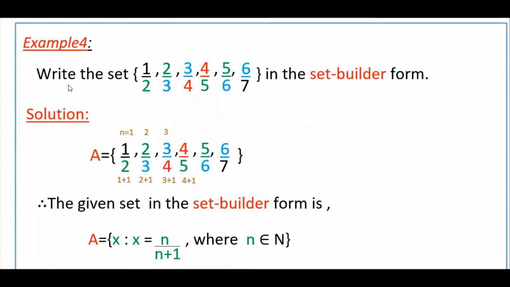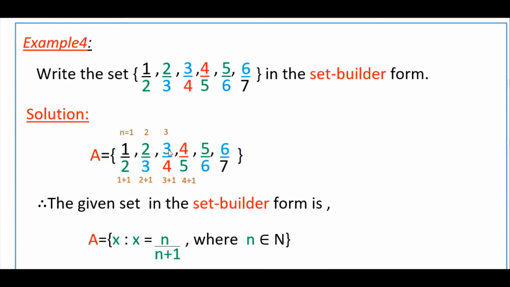This is example 4. Write the set 1 by 2, 2 by 3, 3 by 4, 4 by 5, 5 by 6, 6 by 7 in the set builder form. So here this set is in roster form. So you have to write this in the set builder form. So if you observe these numbers, here 1 by 2 and 2 by 3, 3 by 4 like this. So here if you add 1 to the numerator, then you will get the denominator. Here also, if you add 1 to the numerator, then you will get the denominator, like this. So here 1 and here 2, 1 plus 1, that is 2. Here also 2, 2 plus 1, 3, 3, 3 plus 1, 4 like this. So these numbers are like this.